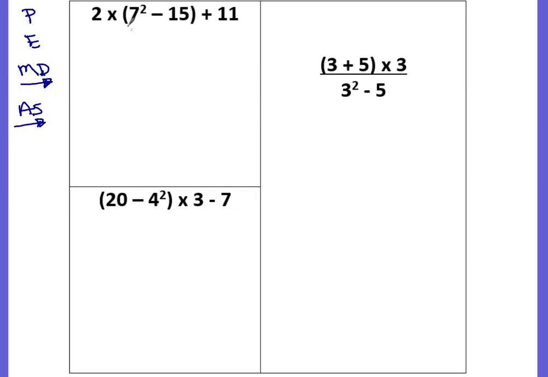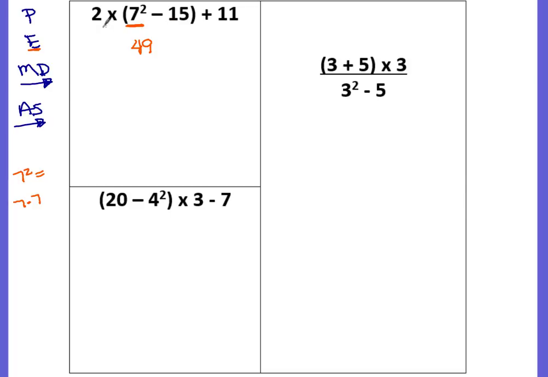Okay, grouping symbols. Yes, we have 7 squared minus 15. So we have an exponent and we have a subtraction. So what goes first? The exponent. So I'm going to do my 7 squared. Again, 7 squared does not mean 7 times 2. It means 7 repeated twice in the operation's multiplication. So 7 times 7 is 49. So underneath the 7 squared, I'm going to write 49.